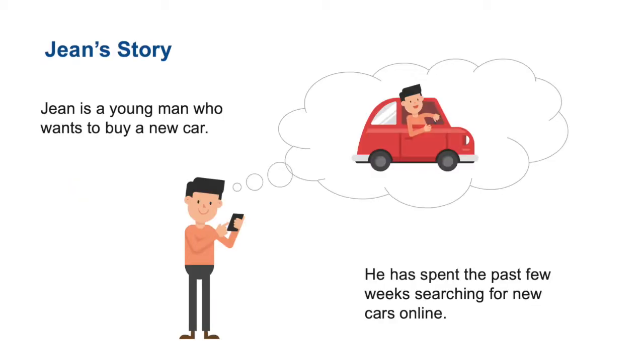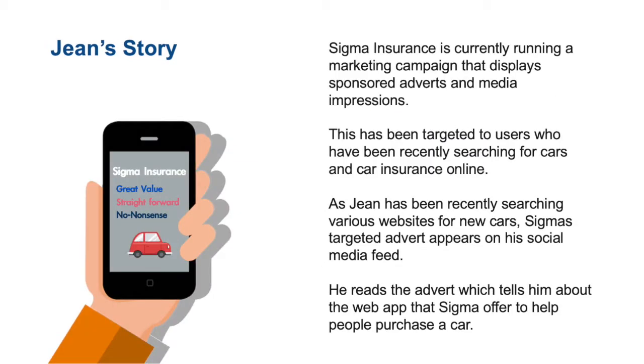Now, let's introduce our customer, Gene. Gene is a young man who wants to buy a new car. He spent the past few weeks searching for new cars online. Sigma Insurance is currently running a marketing campaign that displays sponsored adverts and media impressions. This has been targeted to users who have been recently searching for cars and car insurance online. As Gene has been recently searching various websites for new cars, Sigma's targeted advert appears on his social media feed.